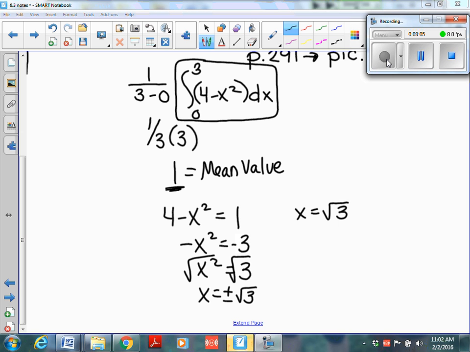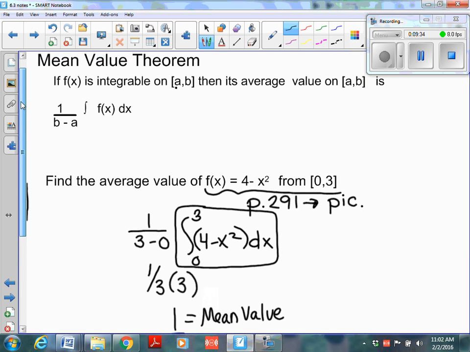If you look at that picture on page 291, you're going to see this little magical number, x equals the square root of 3, in the picture. And you're going to notice that exactly at the square root of 3, the top and the bottom areas are equal to each other, and that's why this is so important. Again, I'm going to do another one in the next couple of templates later, so you'll understand how to do the mean value.